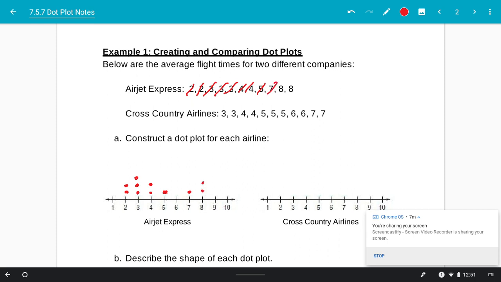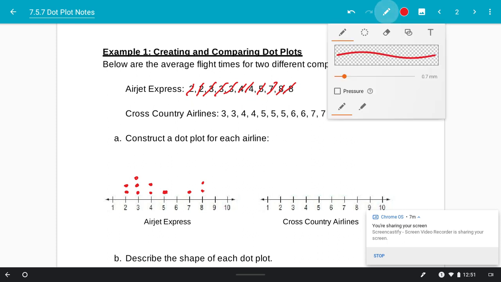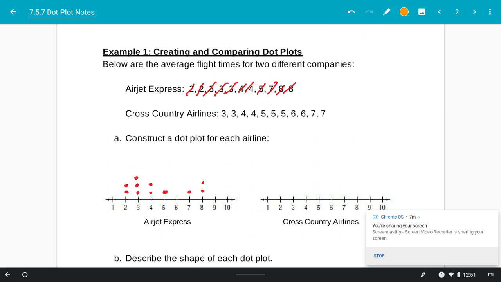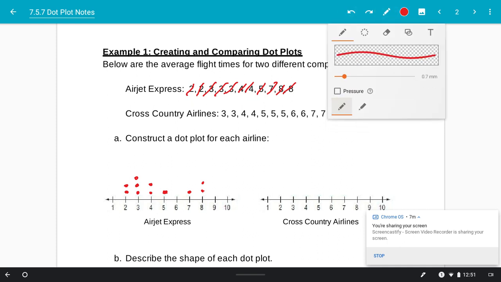Now, one of the things that I try to do when I'm graphing these dot plots is I try to make sure that I am spacing things out equally. And that's really important vertically. So what I mean by that is when I'm looking at both the data set for 2 hours, 4 hours, and 8 hours, I want those to be about the same height because they're both going to have a frequency of 2. So I want to try and space it out so that they're going to be about the same height.